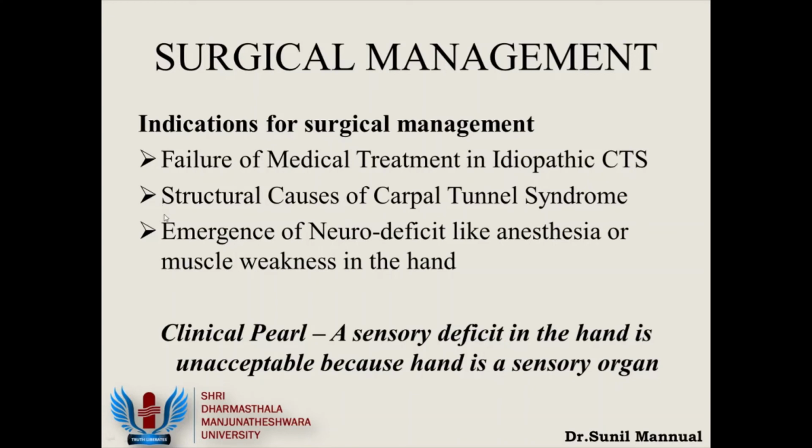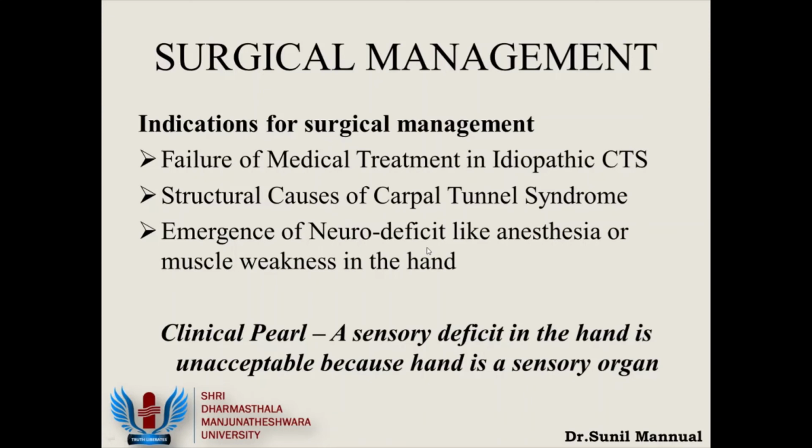And the third indication would be emergence of any neurodeficit in the upper limb. To be more specific, it would be emergence of neurodeficit like anesthesia or muscle weakness in the hand pertaining to the median nerve innervation. Now, one important thing that I would want to emphasize here is that a sensory deficit in the hand, especially anesthesia in the hand, is not acceptable, because the hand itself is a sensory organ, and therefore we need to be very aggressive with the surgical release or management of the condition.